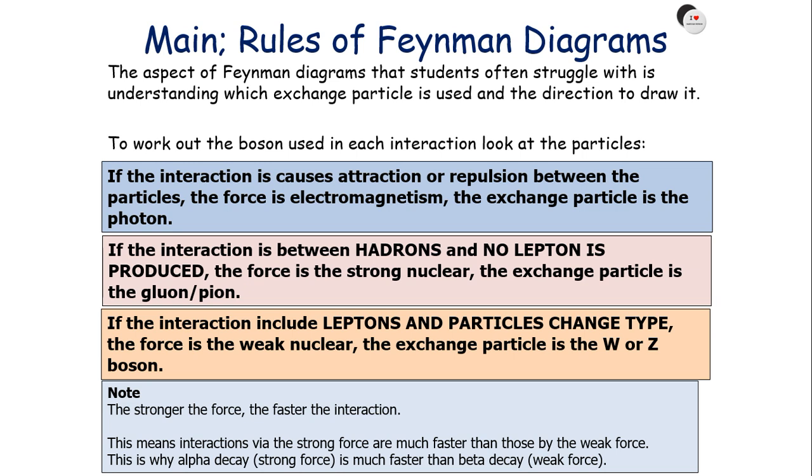Now, the stronger the force, the faster the interaction. So if your interaction occurs by the strong interaction, it occurs a lot faster. If it occurs by the weak interaction, it occurs a lot slower. Alpha decay occurs by the strong interaction, so it's very fast. Beta decay occurs by the weak interaction, so it can be quite slow.